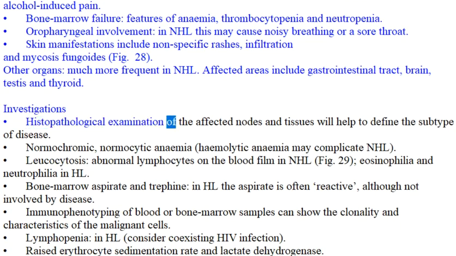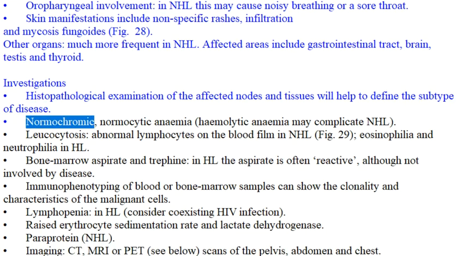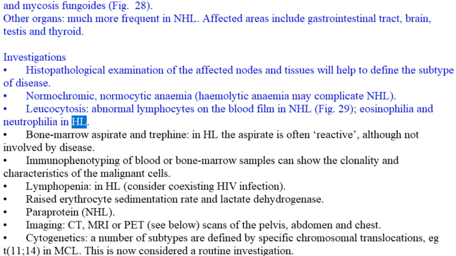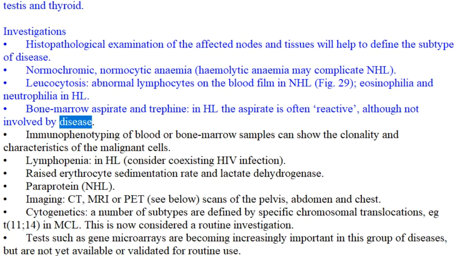Histopathological examination of the affected nodes and tissues will help to define the subtype of disease. Normochromic, normocytic anemia; hemolytic anemia may complicate NHL. Leukocytosis, abnormal lymphocytes on the blood film in NHL, Fig. 29, eosinophilia and neutrophilia in HL. Bone marrow aspirate and trephine. In HL the aspirate is often reactive, although not involved by disease.